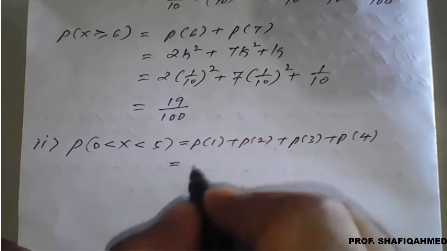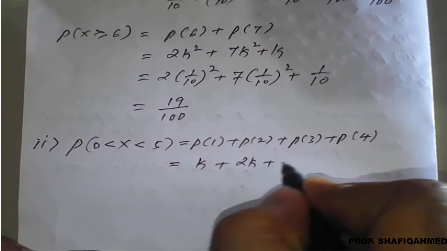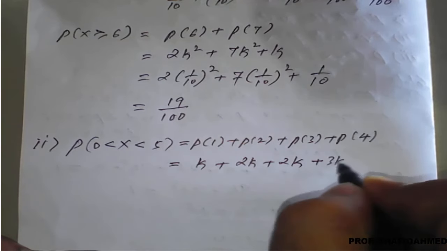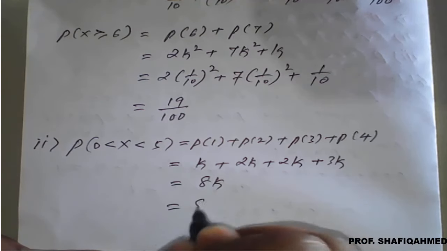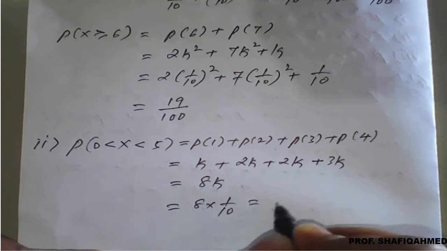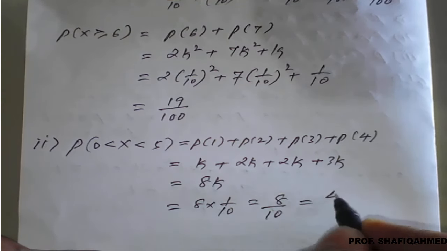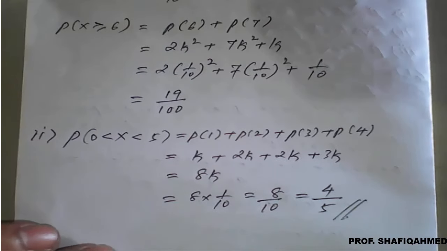Which is nothing but P of 1 according to the table is k, P of 2 according to the table is 2k, P of 3 according to the table is 2k, P of 4 according to the table is 3k. So therefore it will be a total of 8k's, and 8 into 1 by 10, the answer is 8 upon 10, which, if you want, you can write as 4 upon 5. So in this way, these are very important kinds of examples. We have to go through the steps completely.